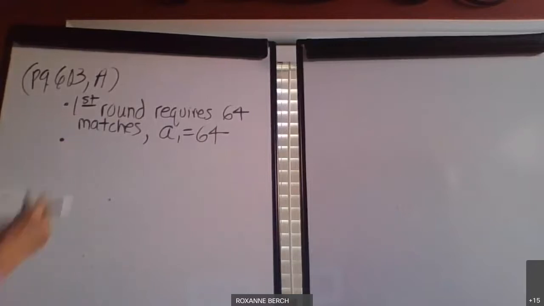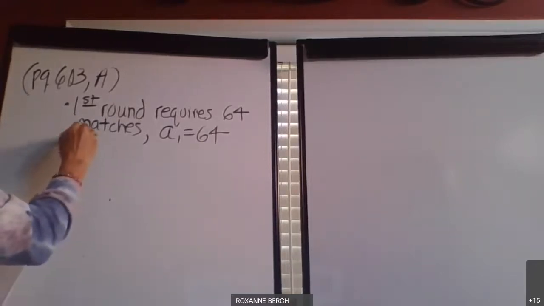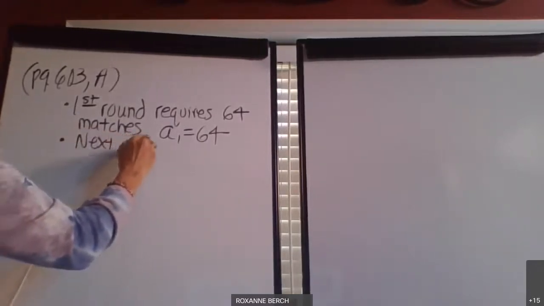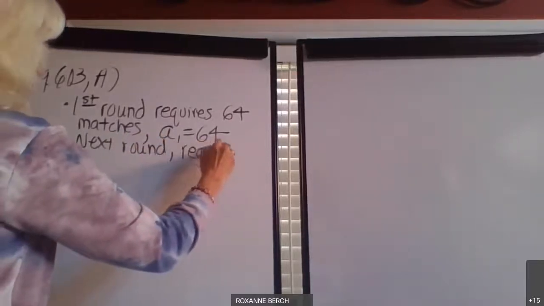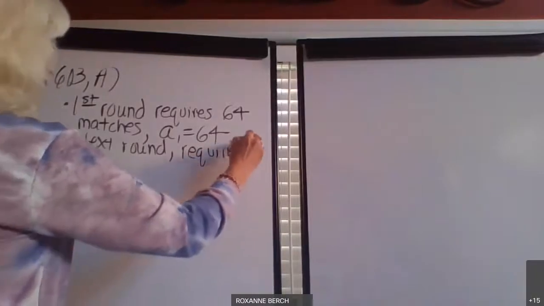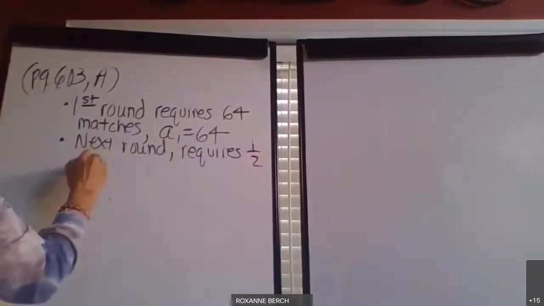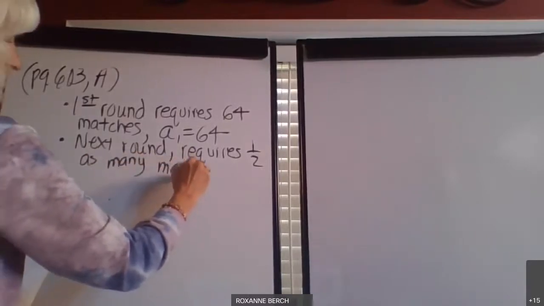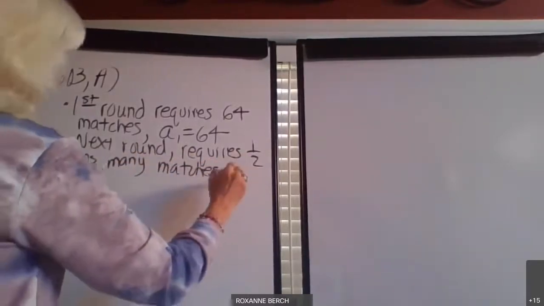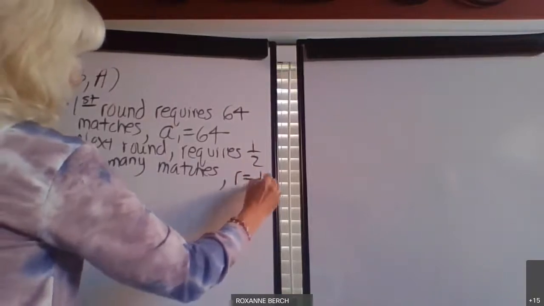Okay, the next thing we can figure out is that the next round of matches requires half as many matches. And that's going to be our common ratio.